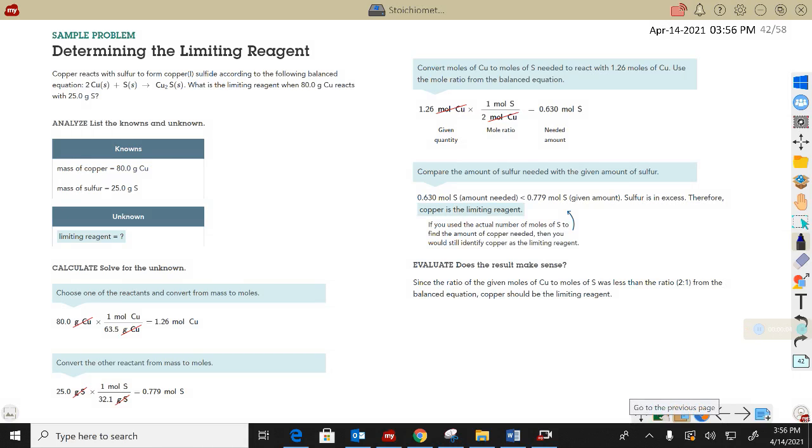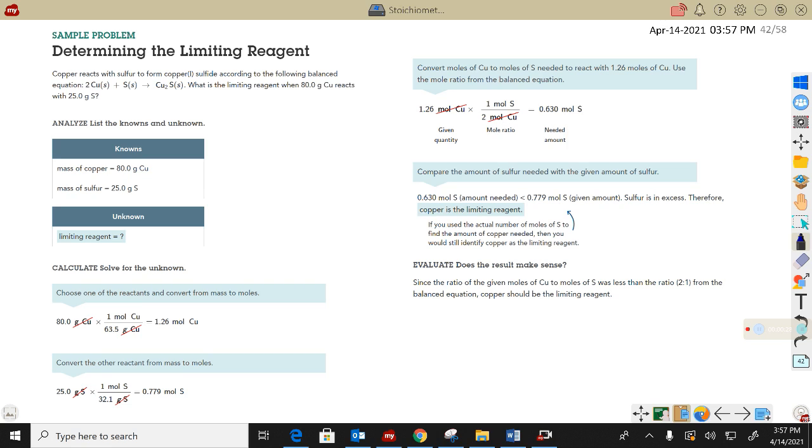In this example, we'll look at some real data that we would be given in reference to a chemical reaction and be asked to determine a limiting reactant. Here we have the balanced equation for copper reacting with sulfur to form copper sulfide. What is the limiting reactant when 80 grams of copper react with 25 grams of sulfur?